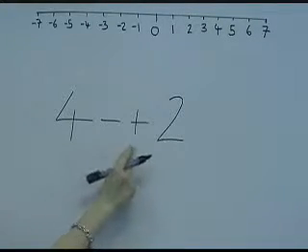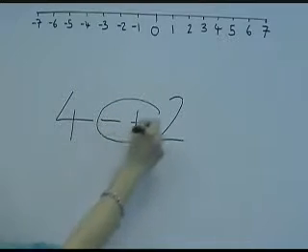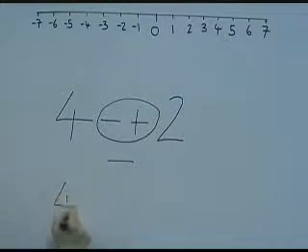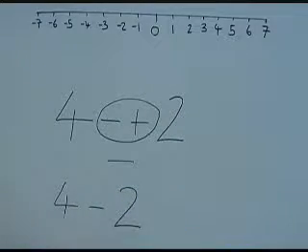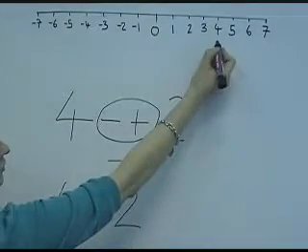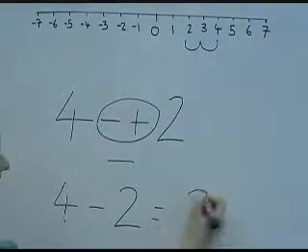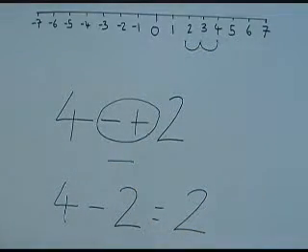But when I take away a positive number, I can circle these two signs, change it to a takeaway. So this calculation becomes 4 take away 2. I start at 4 and I take away 2, so I end up at 2.